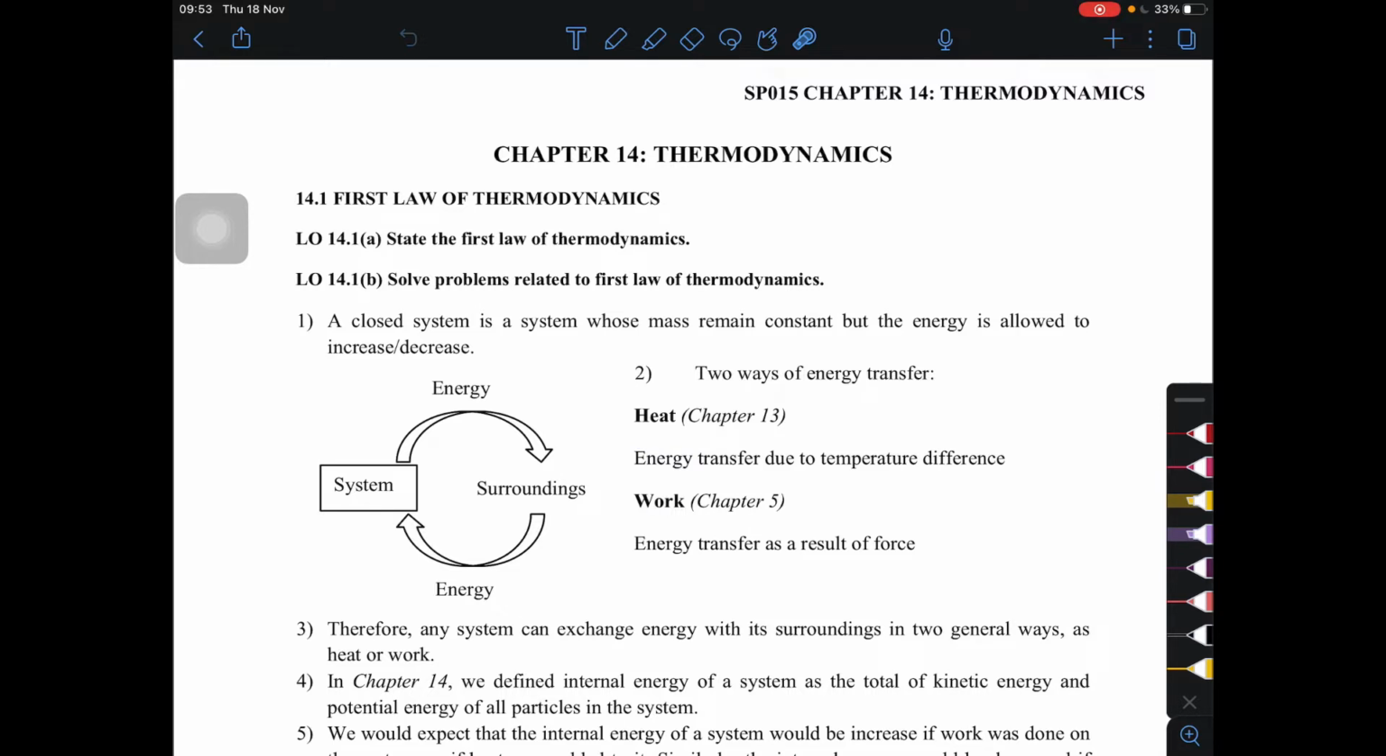In this chapter, there are 3 subtopics. I'm going to explain the first subtopic in this video. For the first subtopic here, we have 2 learning outcomes. First, you should be able to state the first law of thermodynamics. Second, solve problems related to the first law of thermodynamics.